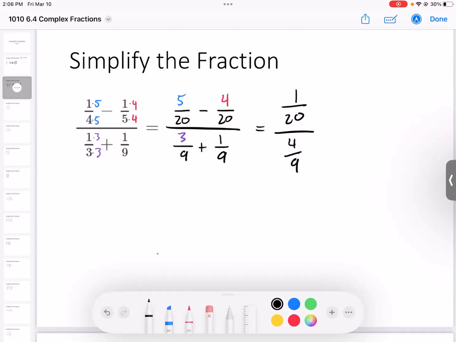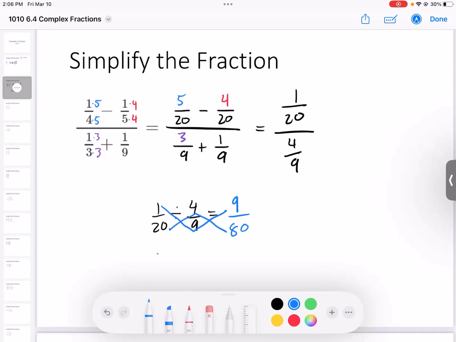And now I have a single fraction divided by a single fraction. So I can rewrite this as 1/20 divided by 4/9, and then do the zigzag method. So 1 times 9 gives me 9. 20 times 4 gives me 80. And my answer would be 9/80.